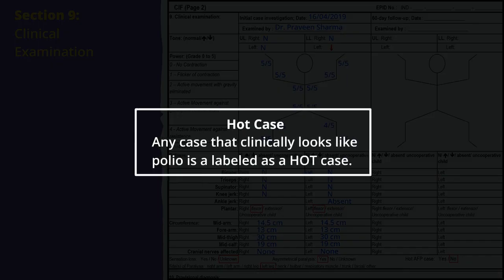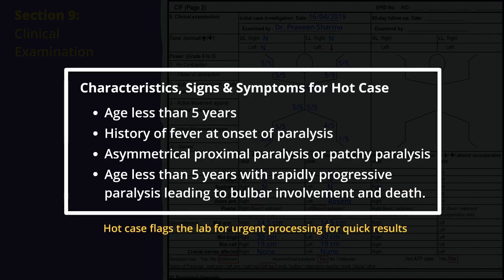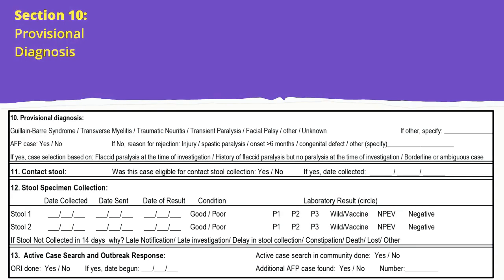Any case that clinically looks like polio is a hot case. That is age below 5 years, fever at paralysis onset, asymmetrical proximal patchy paralysis or bulbar paralysis. Section 10. Provisional diagnosis is mandatory for all AFP cases.